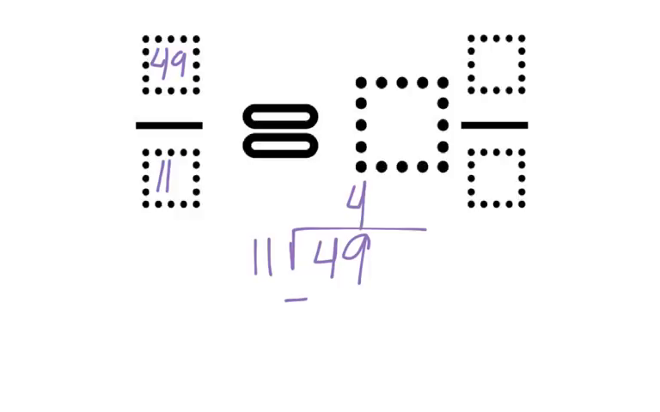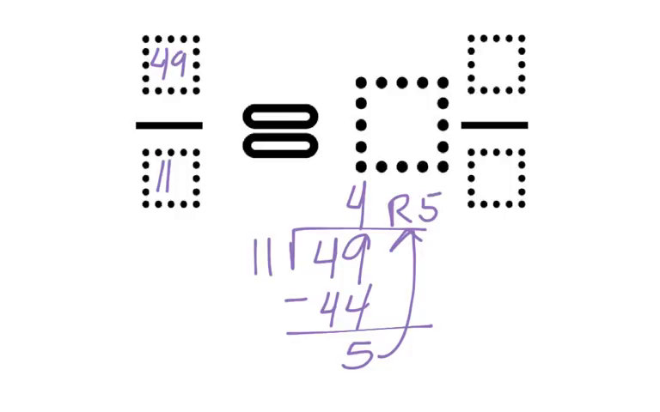And I would subtract out 11 times 4, which is 44. That's our actual multiple. 49 minus 44 is actually 5. So this 5 becomes my remainder. And now I take the quotient without the remainder. That becomes my whole number, 4, and my remainder is my numerator, and my denominator stays the same. So my final answer is 4 and 5/11.